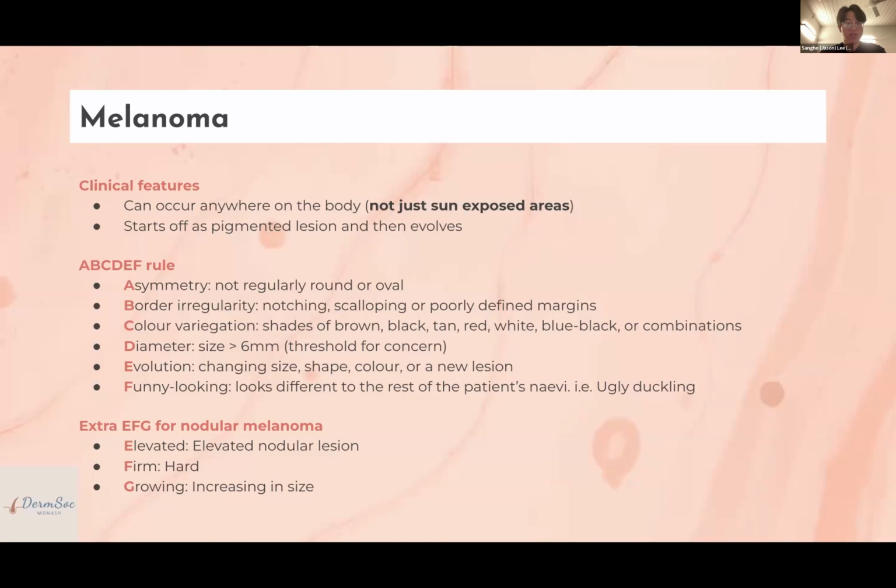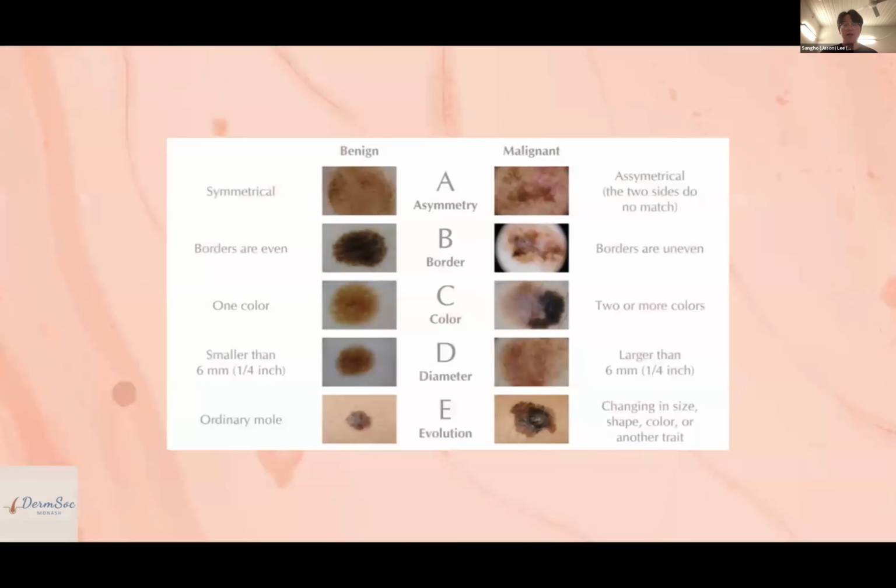But basically, we'll look for domains like asymmetry, irregular borders, variation in color, so different shades of brown, black, or even white or blue shades, diameter greater than 6 millimeters, and they're evolving, so changing in size, shape, color, or if it's a new lesion. And they look a bit funny. And then we've got the extra EFG for your nodular melanomas, which are elevated, firm, and growing. So there's a diagram which compares a benign and a malignant lesion based on the ABCDE approach.